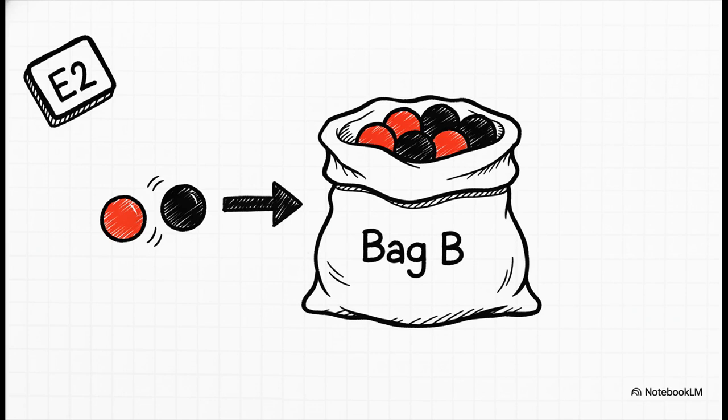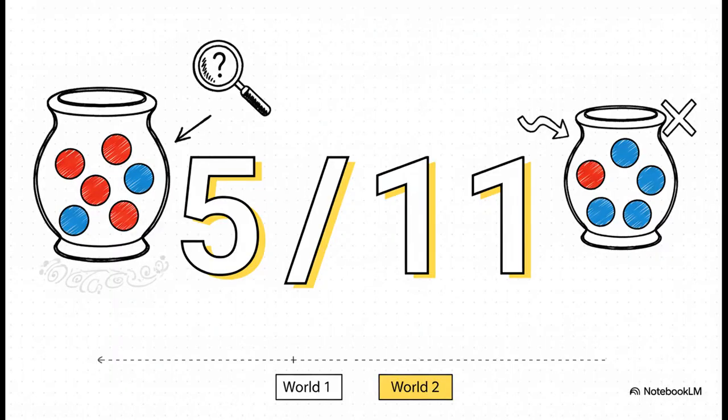All right, now for our next suspect, E2. What if this one happened? What if 1 of each color was transferred? Well, in that case, bag B would now be holding 5 red balls and 6 black balls. See, in this world, the chance of finding our red ball clue drops a little. It's now 5 out of 11. So scenario E2, which was our favorite suspect at the beginning, doesn't explain the new evidence quite as well as the first one did. Interesting.